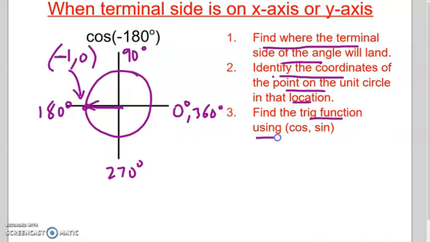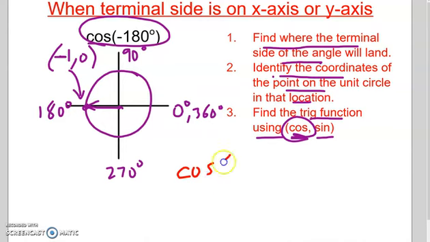Now remember, we can use cosine as our x and sine as our y. So the cosine is what we need here. So cosine of negative 180 is equal to my x value in this case, which is -1. So that is basically how we deal with finding sine and cosine of angles that lie straight on the axes. You can't draw a triangle with them. Okay, so we'll look at more of this in part 2. I'll see you in a bit.